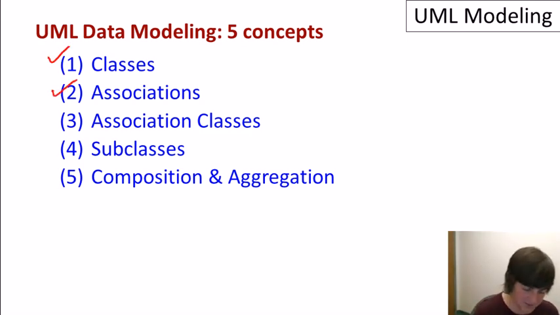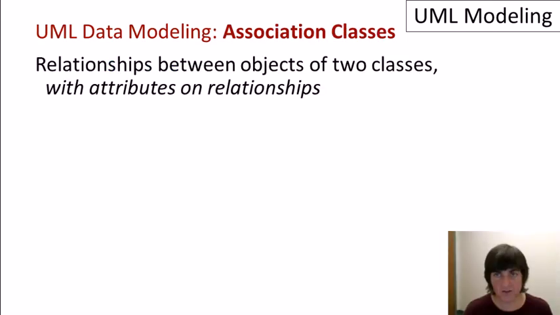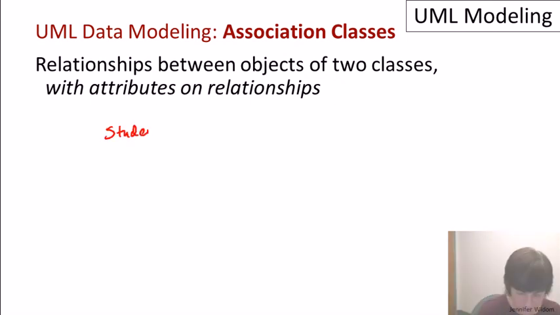Okay, we've finished with classes and with associations. Now let's talk about association classes. Association classes generalize the notion of associations by allowing us to put attributes on the association itself. And again, we'll use our example.